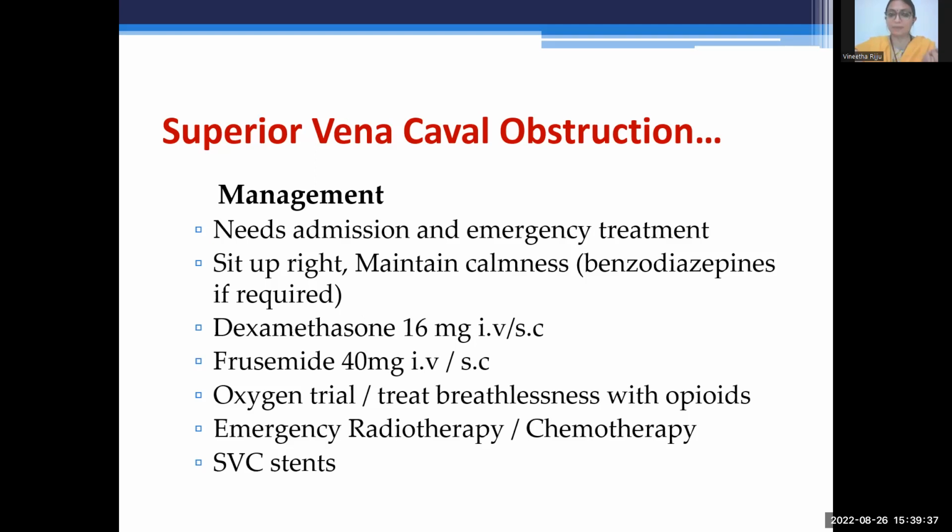So for that purpose, you can give a short-acting benzodiazepine. So generally what I use is lorazepam. I usually give a tablet of 1 milligram, or you can even use 2 milligram if it's very severe. So 1 milligram is usually what I give, and I give it sublingual. A tablet that you can give sublingual also helps during this time. Dexamethasone 16 milligram to about 24 milligrams.